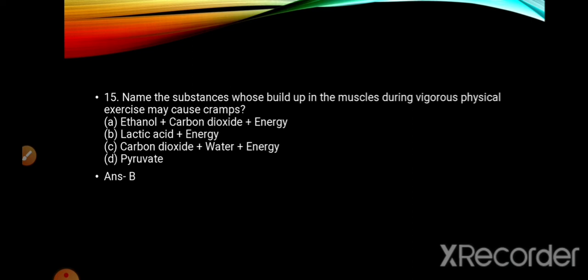Next is, name the substance whose build up in the muscle during vigorous physical exercise may cause cramps. So the answer is lactic acid and energy. Energy is released and lactic acid is produced during vigorous physical exercise. When we are exercising, cramps are caused because lactic acid is produced in our body. So the answer is lactic acid and energy.